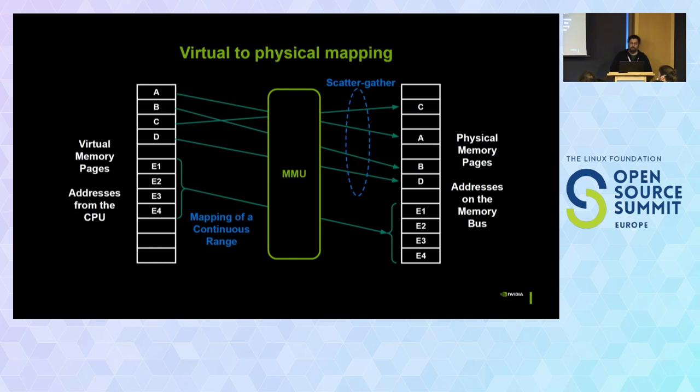This is just an example of what the MMU does. If you think about the left-hand side of the screen, you have the virtual memory, where you have a memory region which looks contiguous, but in practice is mapped to non-contiguous memory on the physical side. Or you might have a physically contiguous chunk of memory which is mapped at a different address. The MMU can do this for you.